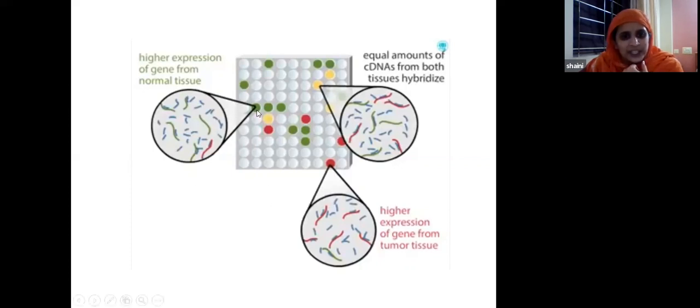Now, when you see more of green, it doesn't mean that the normal tissue is expressing it more. On the other hand, it means that the tumor tissue is not expressing that particular gene to the level that it should be expressed, or it is down-regulated. So this particular gene is down-regulated, this particular gene is up-regulated, and here it is normally expressed. This is how you can study thousands of genetic sequences at one go. Again, the problem is it is very expensive, and you need very sophisticated software for this.